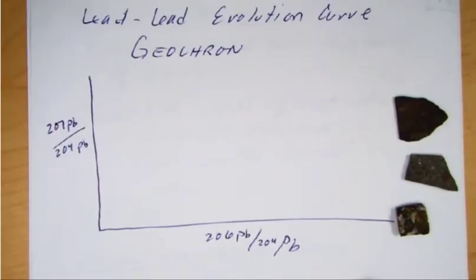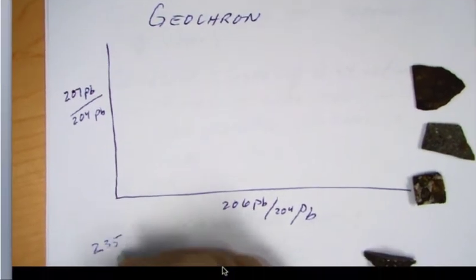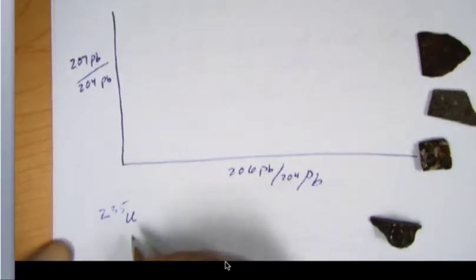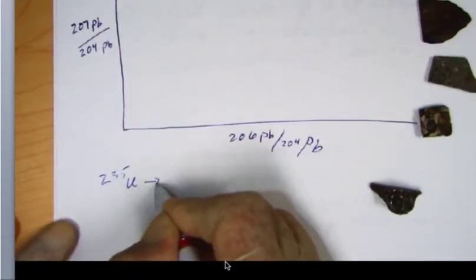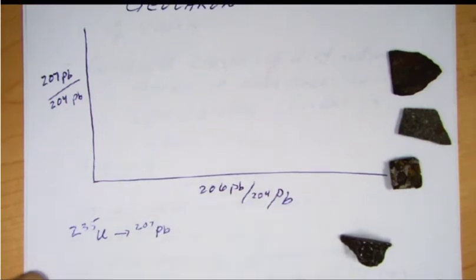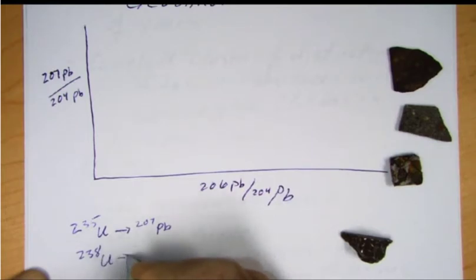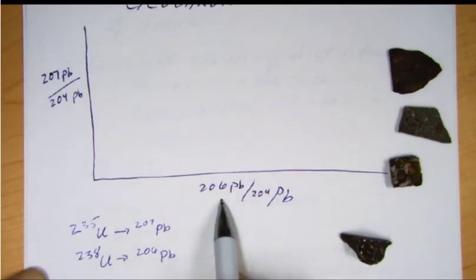So I call this next part the lead-lead evolution curve, right? Because remember, there's uranium-235, and this uranium-235 decays to grow lead-207, whereas uranium-238 decays and grows to a stable daughter product of lead-206. So lead-206 and lead-207 come from uranium.